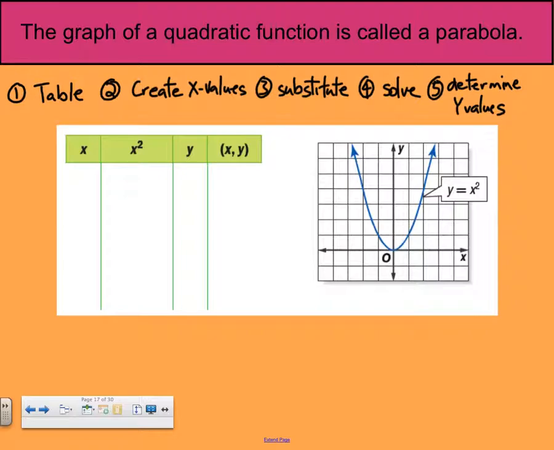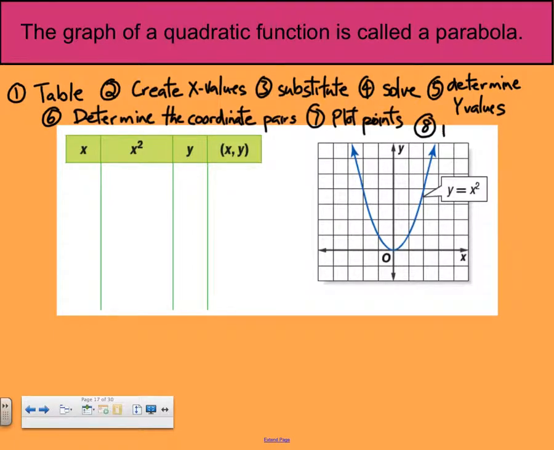Then after that, let's start 6 over here. The sixth thing we're going to do is determine the coordinate pair. So we're going to determine the coordinate pair or pairs. Then number 7, plot points. And then number 8, draw a line. So let's review that again.